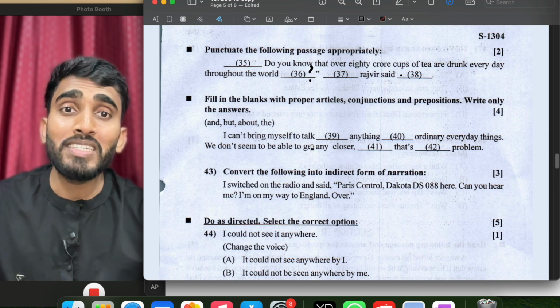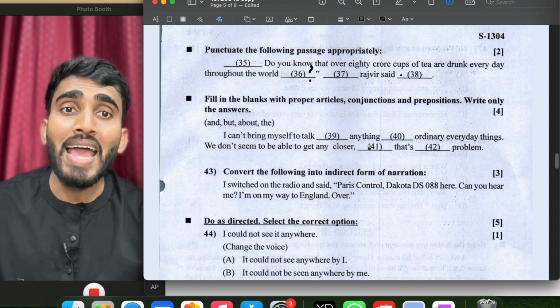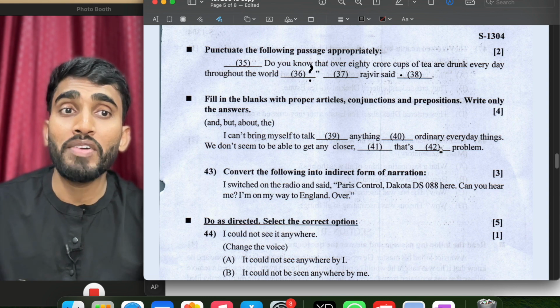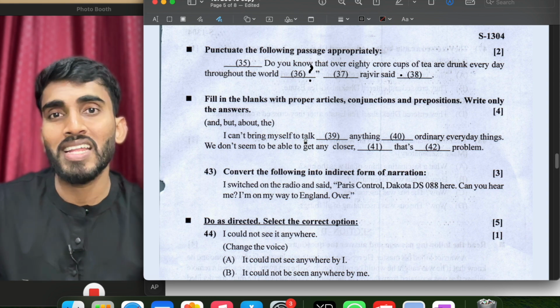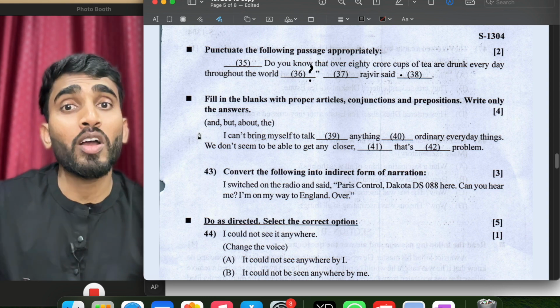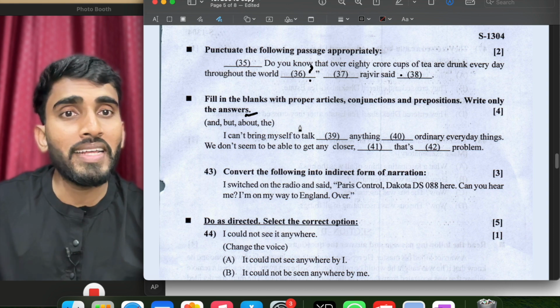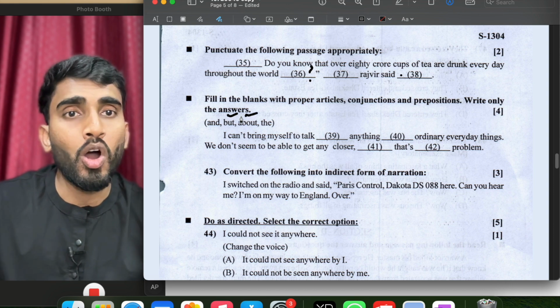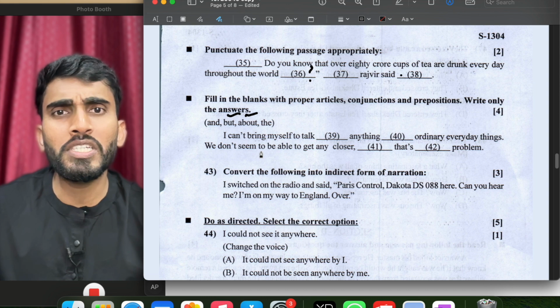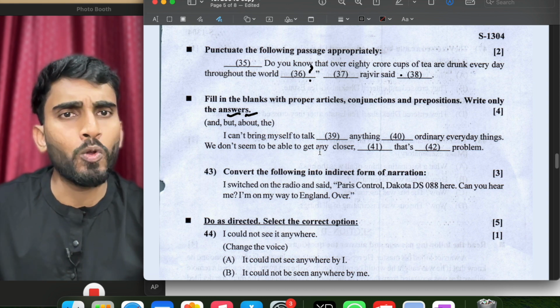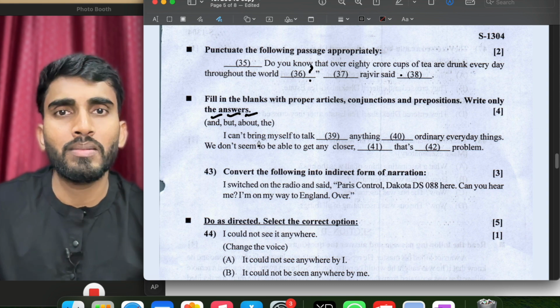I can't bring myself to talk about anything but ordinary everyday things. Anne Frank is writing this. We don't seem to be able to get any closer, and that's the problem.